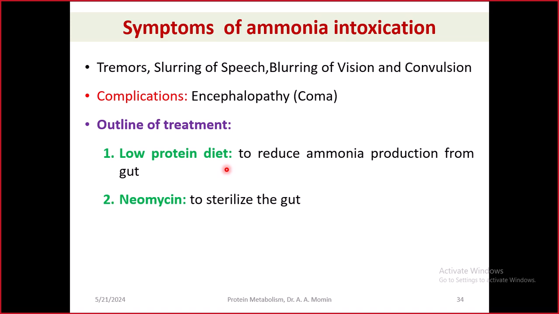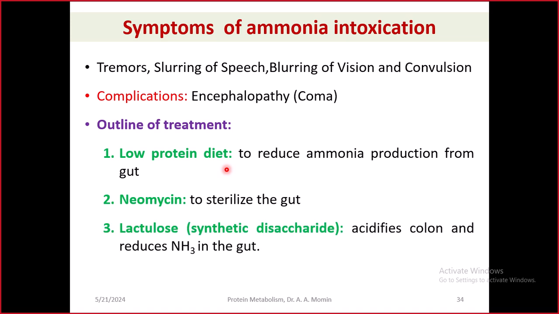The antibiotic neomycin is used sometimes because one of the sources of ammonia, the first source we discussed, is the bacterial enzyme action on the urea that forms ammonia that adds to blood. So to neutralize these bacteria, neomycin antibiotic drug is used. Then the lactulose, it is a synthetic disaccharide. It is used as a treatment for constipation. So it acidifies the colon and reduces ammonia in the gut.